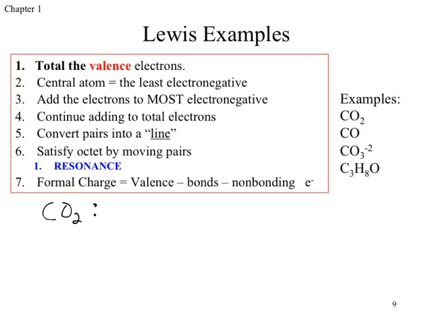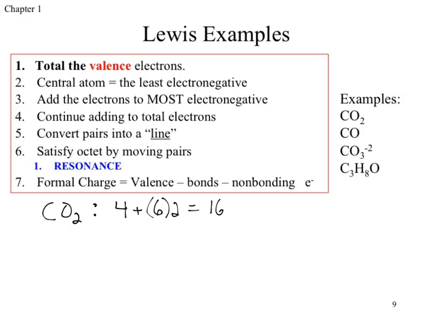How many valence electrons does carbon bring in? 4. How many valence electrons does oxygen bring in? 6. How many oxygens are there? 2. So we can multiply that by 2. Get our total. What's our total? I'm going to trust you. I'm bad at math. Give me a break. Okay?